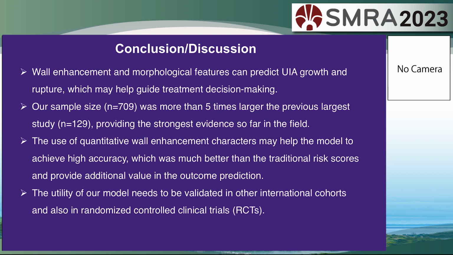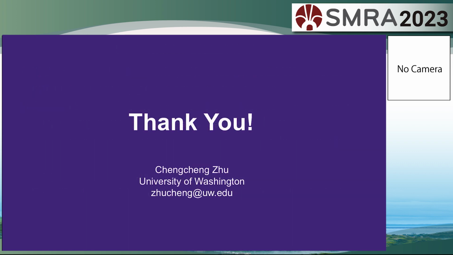And the use of quantitative wall enhancement characters may help the model to achieve a very high accuracy, which was much better than the traditional risk scores and provide additional value in the outcome prediction. And the utility of our model needs to be validated in other international cohorts. We are currently the only Chinese data. And also we can test it in future randomized controlled clinical trials. Thank you for your attention.